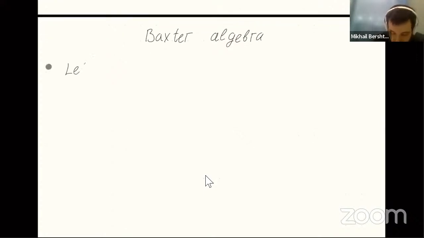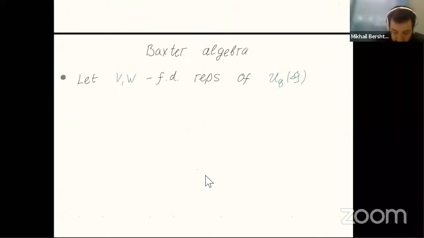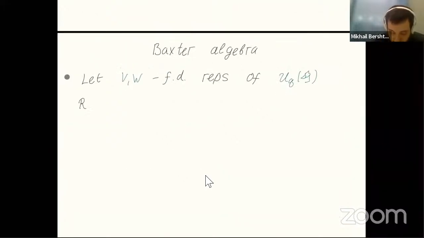Okay, let us take two finite dimensional representations of an affine quantum group. Of course, we will mainly talk about the example SL2, but here a generic one. Then we can take a universal matrix and restrict it to these vector spaces V and W. So it means that we take a universal matrix and apply to it the tensor product of our representation homomorphisms. This will be the operator which acts on the tensor product V tensor W.